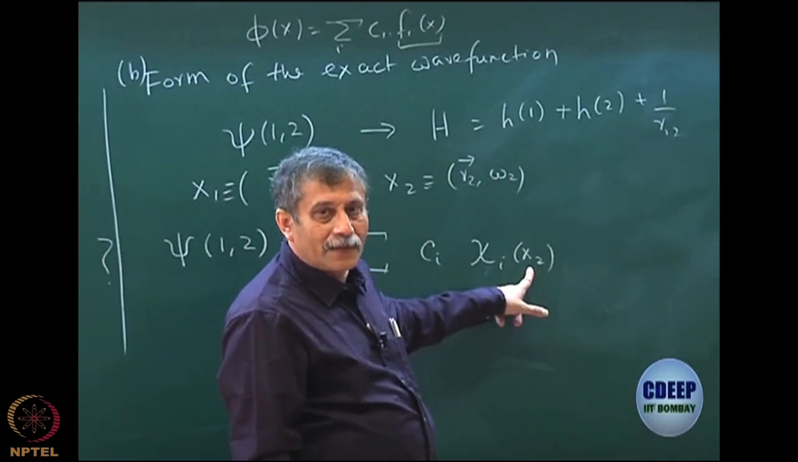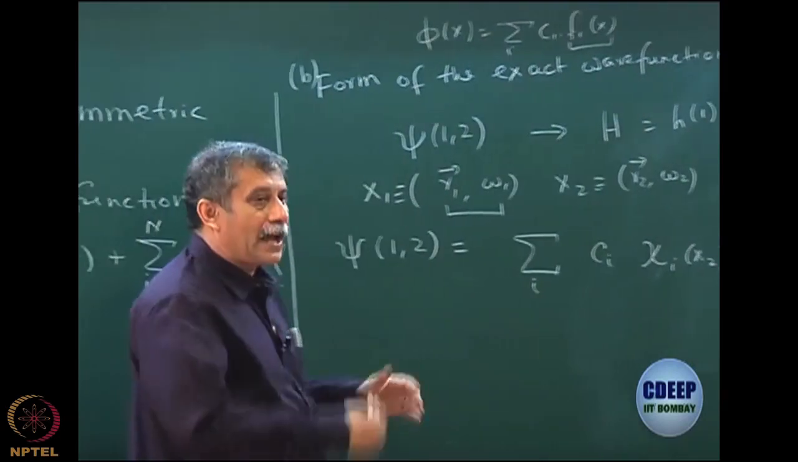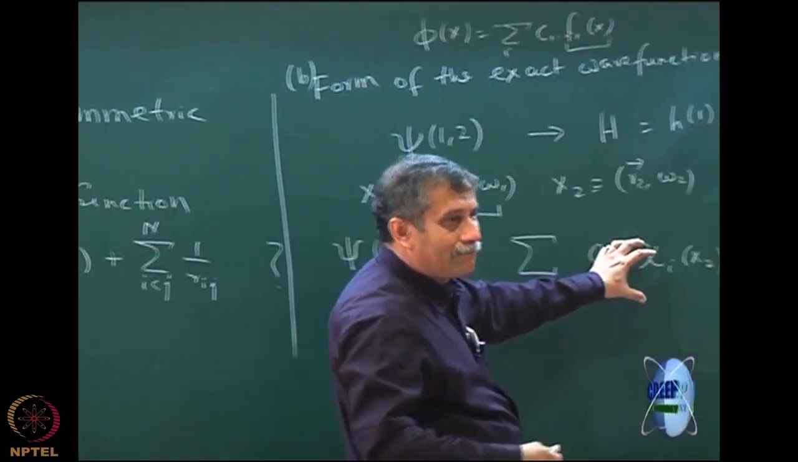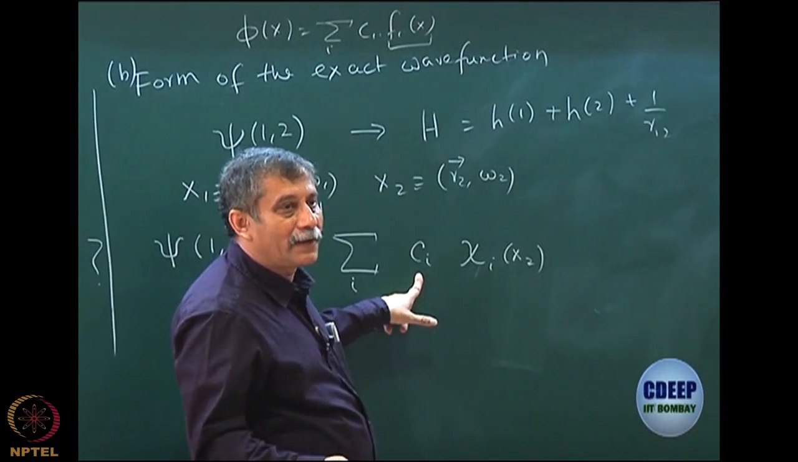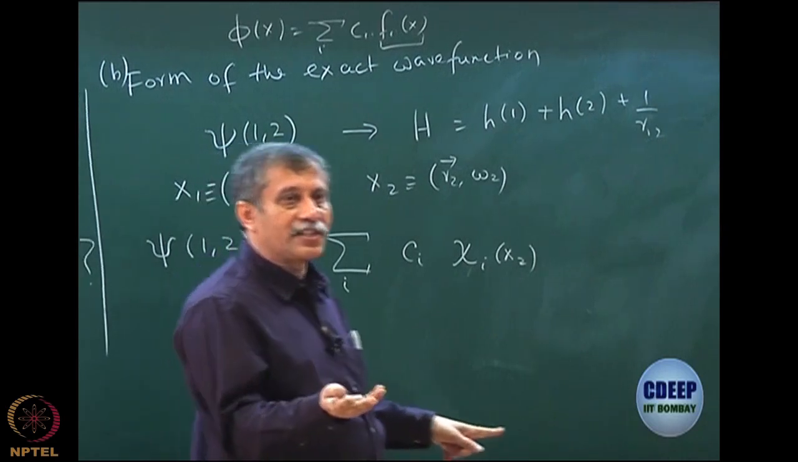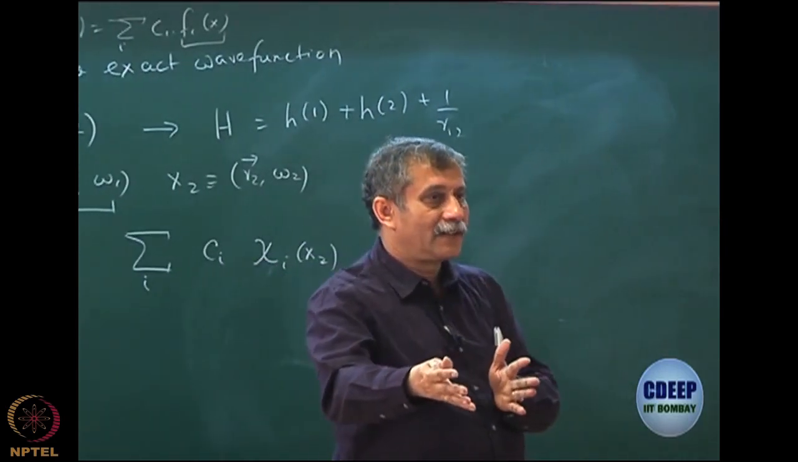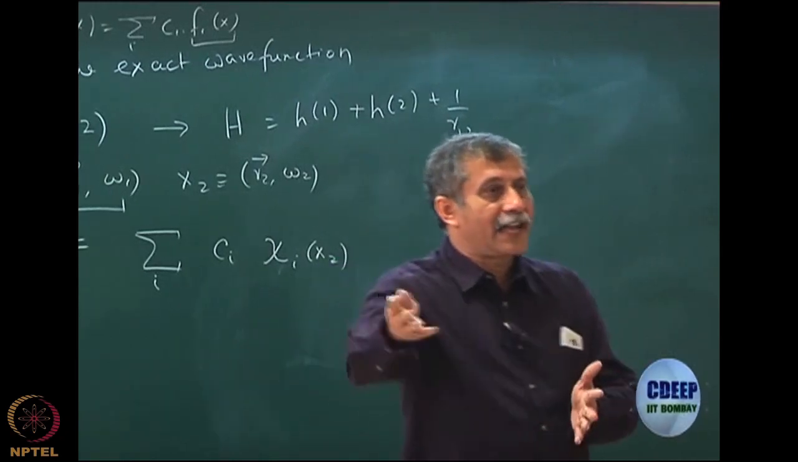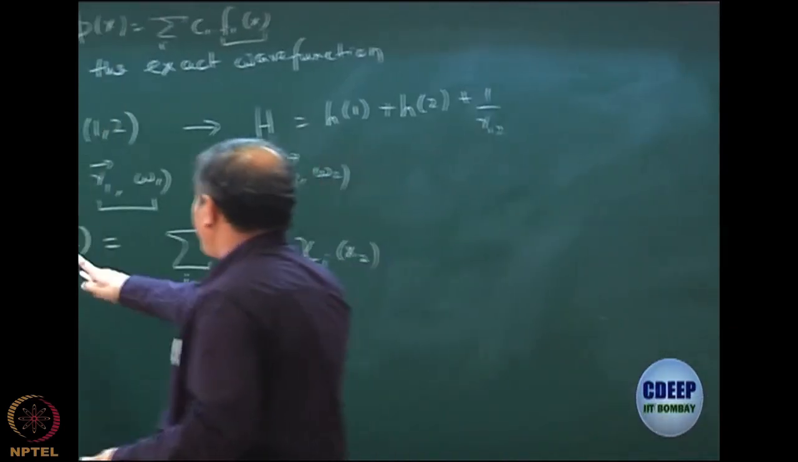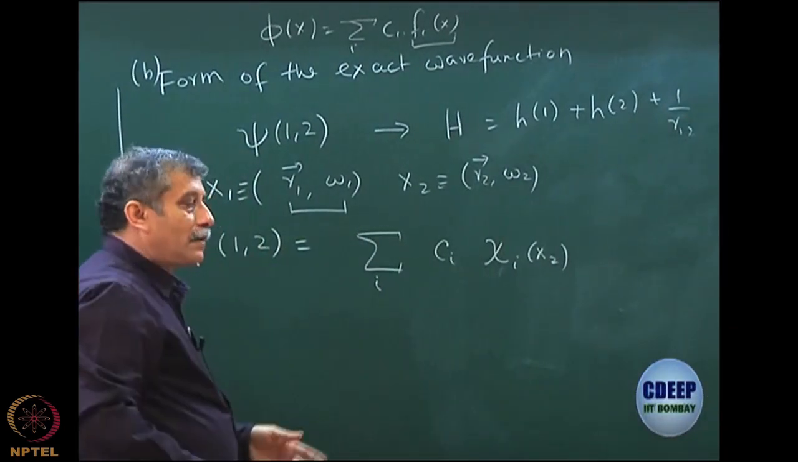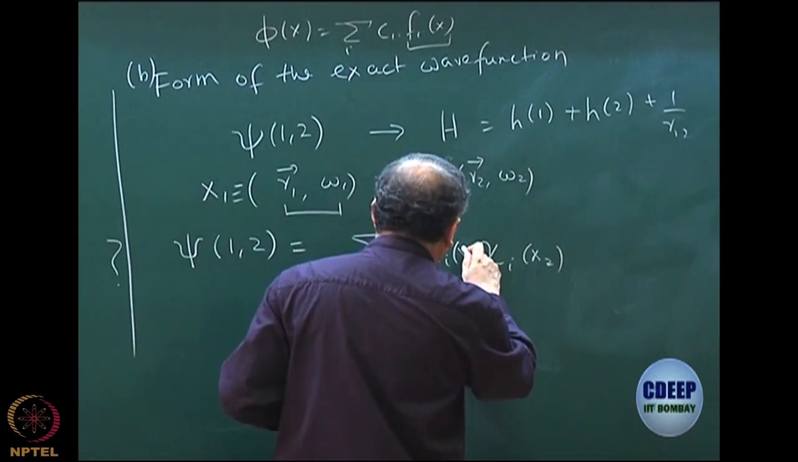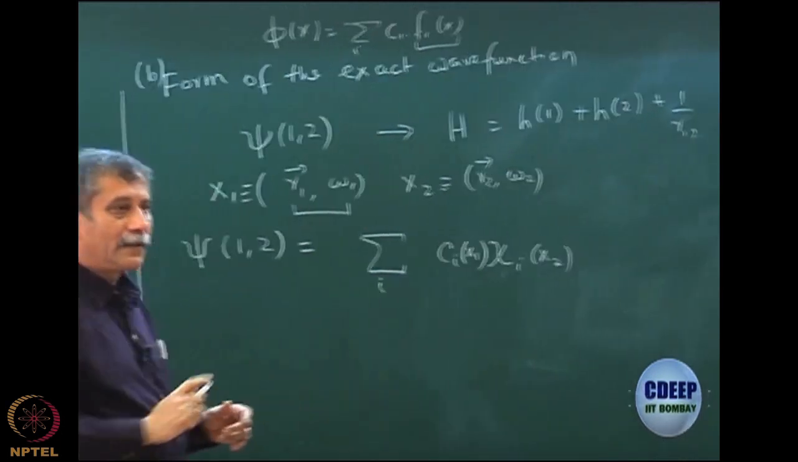Is it clear? However, if I want to write the full function, I have to change x1. Every time x1 changes, the form remains the same, only the coefficients will change, right? For another value of x1, it is again the same form, but the coefficients will change because it is a different function. Is it clear? Like sin x, cos x, everything I can write in terms of x to the power n, but the coefficients will be different. So, similarly, for another value of x1, I will still have the same form, but the coefficients will be different. Hence, I can write this as ci, which is a function of x1, times chi i of x2.